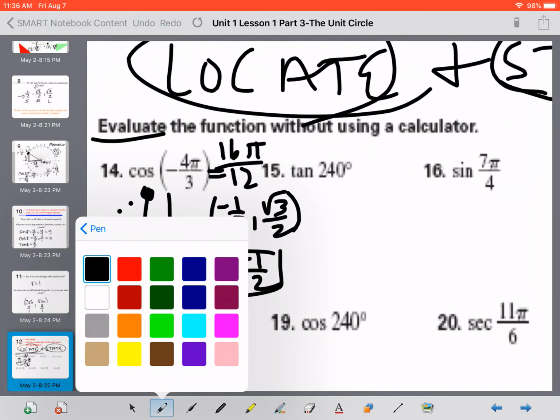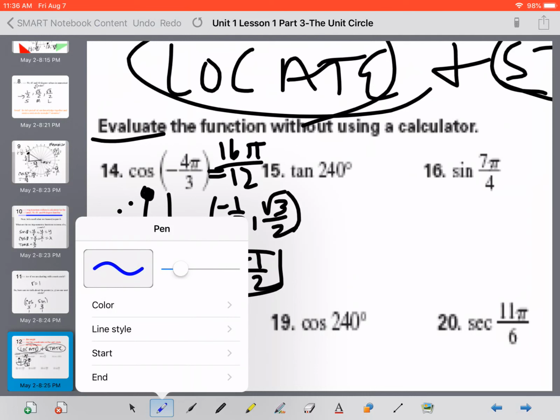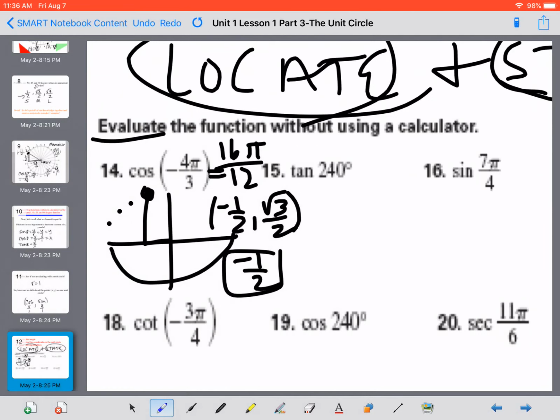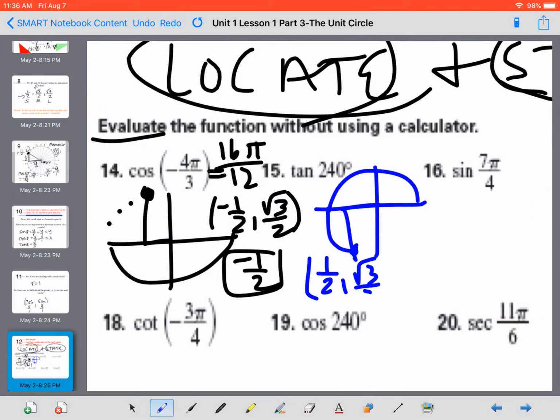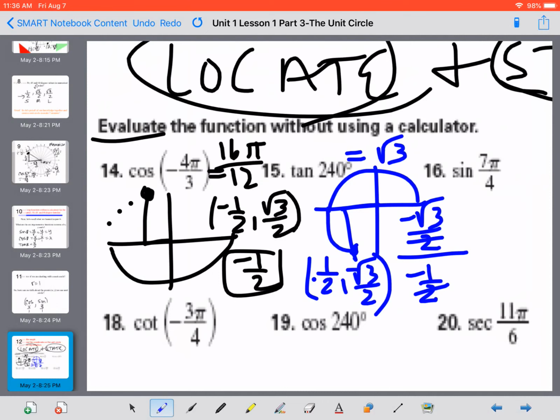Tangent of 240. All right, degrees are generally easier for students. 240 degrees, well, I know I have 180, so 240 degrees is going to put me down here. I have a short x and a long y. They're both negative. Tangent is going to be the y coordinate over the x coordinate. Those cancel, so I get root 3.